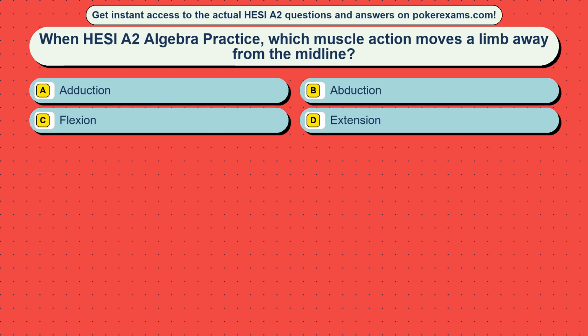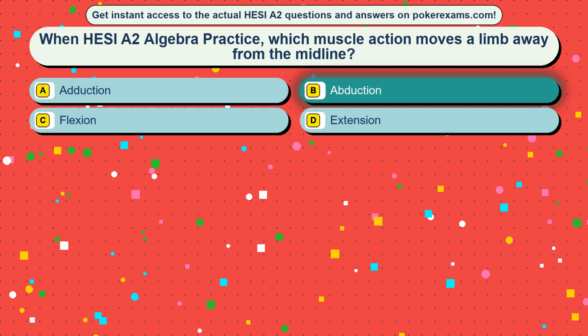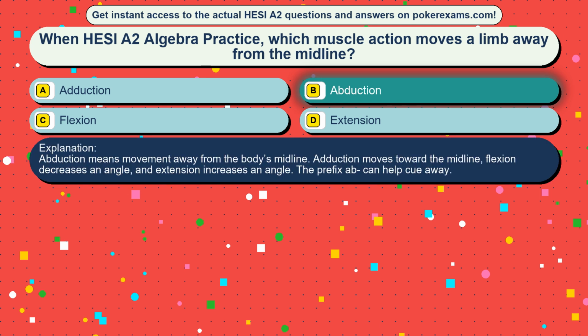Question 49. When HESI A2 Algebra Practice, which muscle action moves a limb away from the midline? Option A, adduction. Option B, abduction. Option C, flexion. Option D, extension. The correct answer is option B, abduction. Abduction means movement away from the body's midline. Adduction moves toward the midline, flexion decreases an angle, and extension increases an angle. The prefix AB can help cue away.